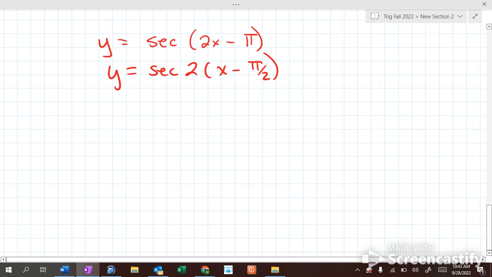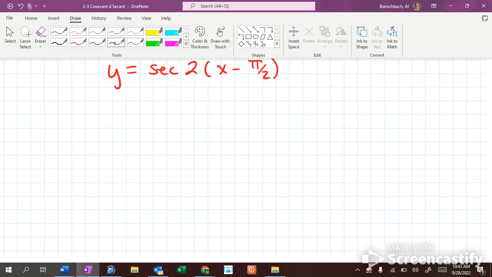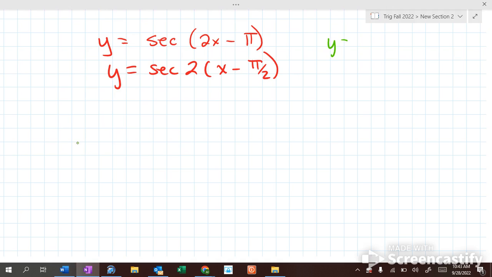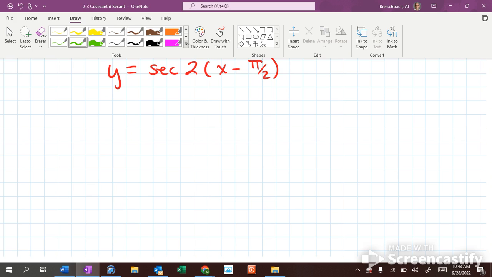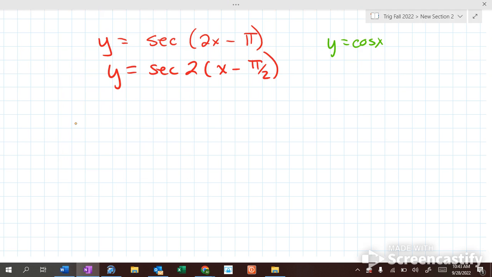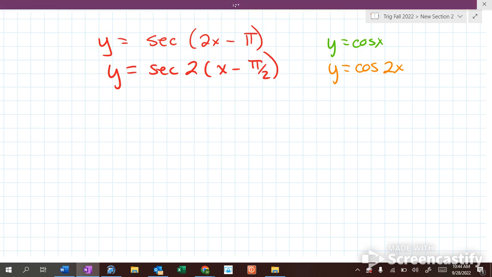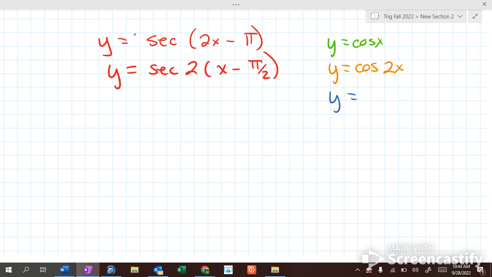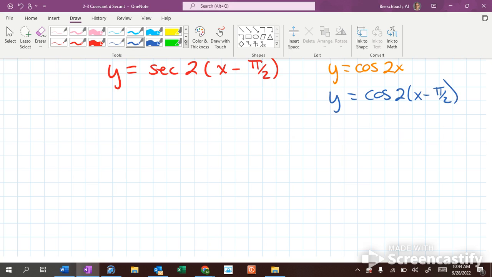All right. So what's my base function of this one? Cosine. So I'm going to graph y equals cosine of x. Then I'm going to graph y equals cosine of 2x. Then I'm going to graph y equals cosine of 2 times x minus pi over 2. Then I'm finally going to get to my secant graph. So I'm going to graph a bunch of cosines first.